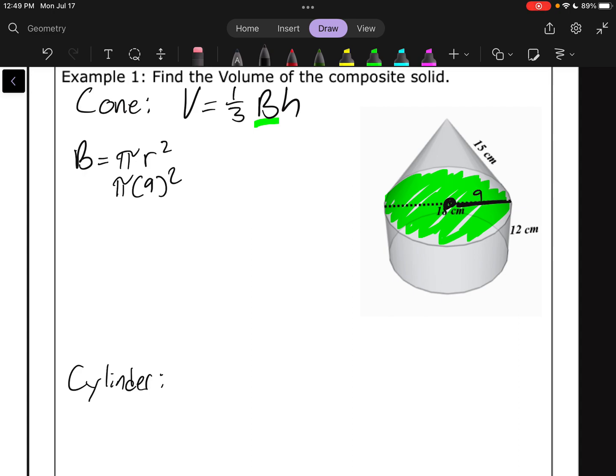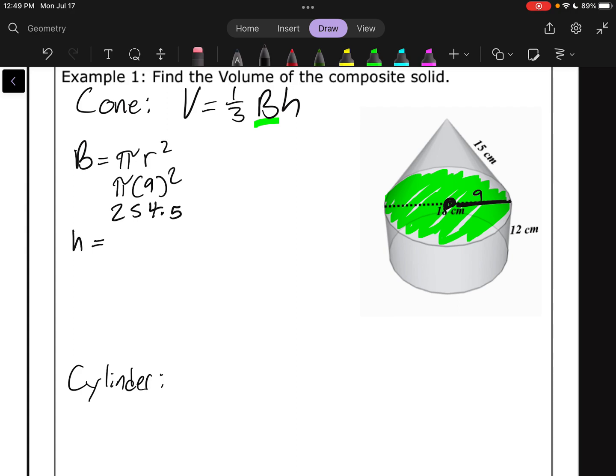So let me type that into my calculator and see what we get, and then we'll move on to the next part. Pi times 9 squared. I'm getting 254.5. I'm going to round to the nearest tenth anytime that I need to round here.